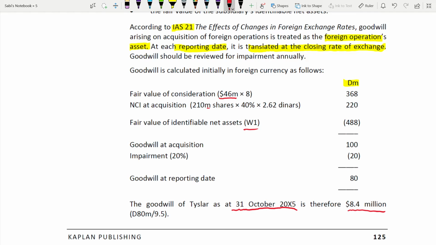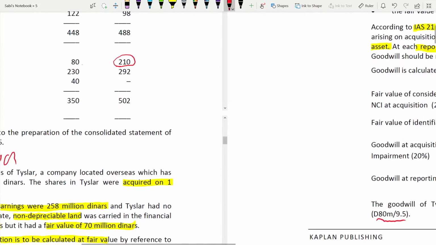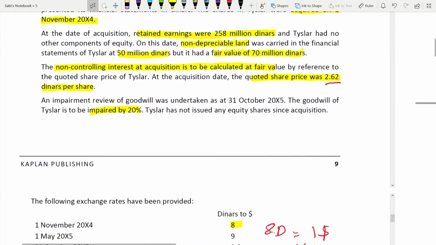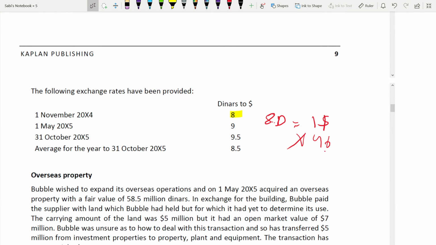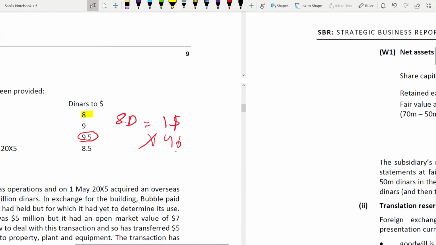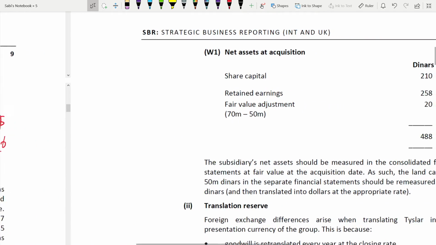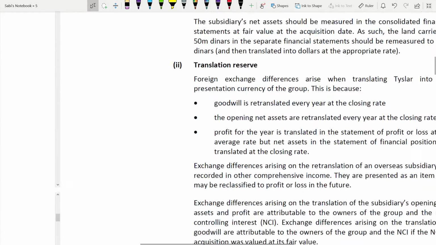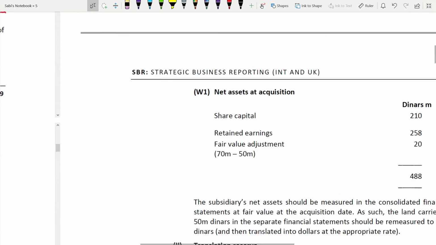How? They have shown here. D, just write D. 80 million divided by 9.5. Why 80 divided by 9.5? Because if you see here, what is the date? 31st October 2005, this is the rate, 9.5. At this date, they won the goodwill. So that's why 80 divided by 9.5, and why is it division this time? Because it is in dinar. 80 million is in dinar, 9.5 is in dinar, same currency, so divide. Earlier it was a different currency, that's why you multiplied. So here you divided.